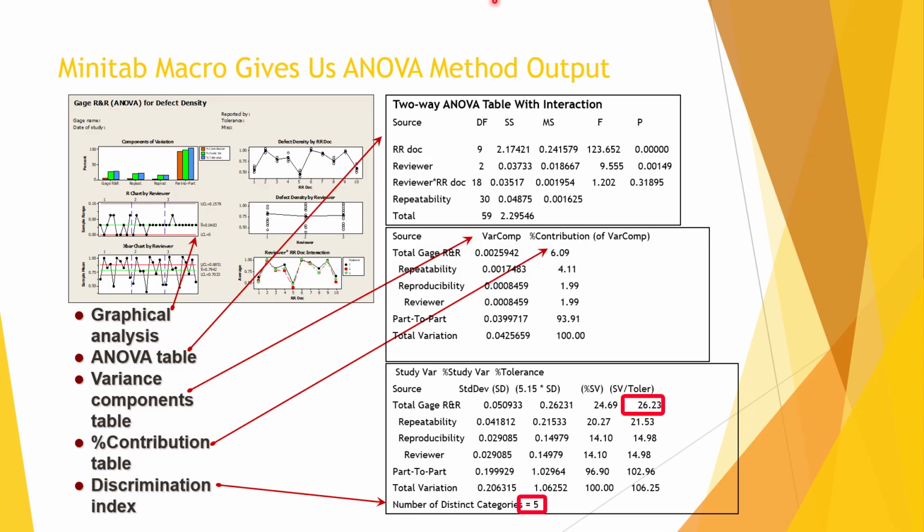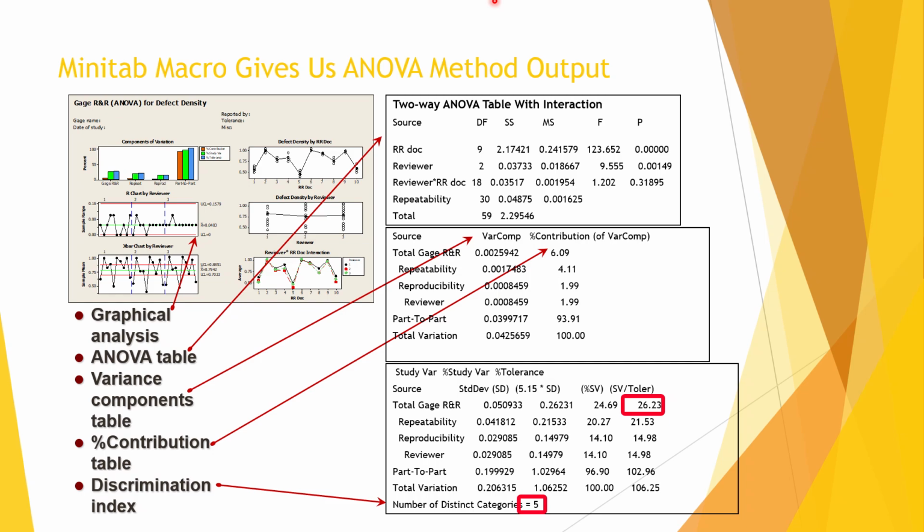Gauge R&R variance components assess the amount of variation contributed by each source of the measurement error, plus the contribution of part-to-part variability. The sum of the individual variance components equals the total variation. Sources of measurement error are repeatability, the variability from repeated measures on the same part by the same operator, and then reproducibility, the variability when the same part is measured by different operators.